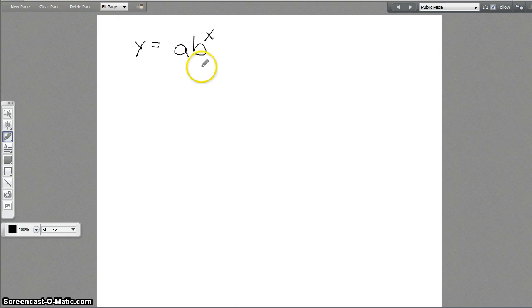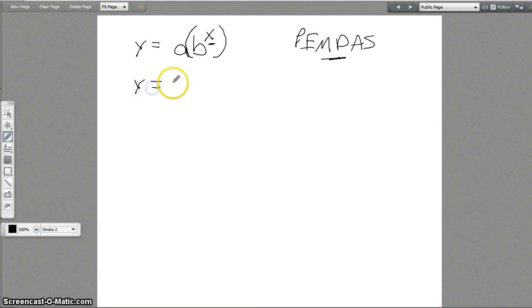Now you've got to be very careful to realize that this x exponent only applies to the b. Remember PEMDAS, our order of operations rules: parentheses and then exponents and then multiplication, division. Now I just wrote the parentheses up here, but once we have an exponent on a number, that exponent is tied to that number. So y equals a times b to the x. We do b to the x first and then we multiply it by the a.